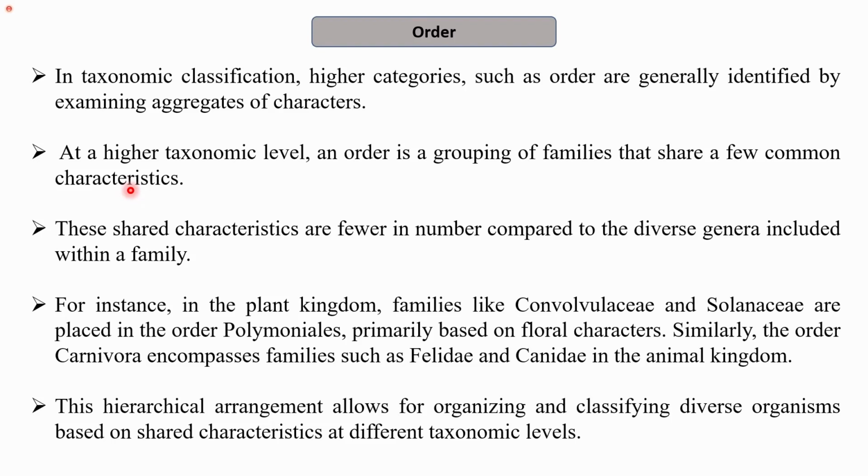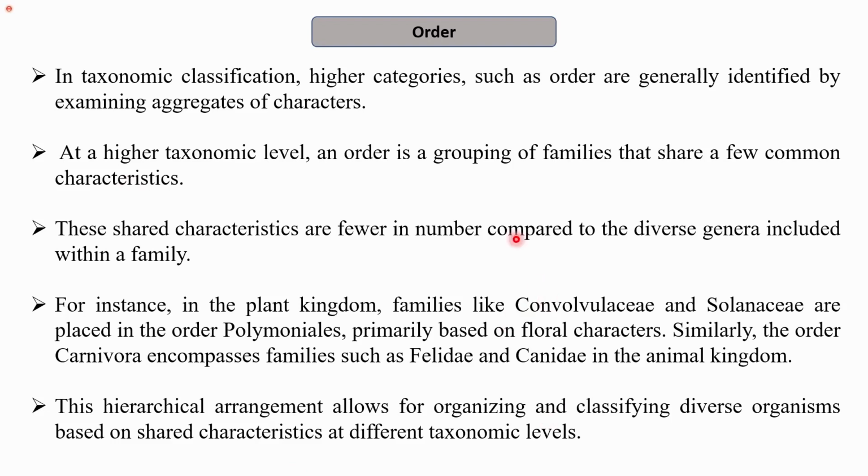Obviously, the cats will not share many characteristics with the dogs. Some characteristics will be similar; that is why they are placed under the same order. But the characteristics which a particular cat will share with another cat will obviously be different from what it will share with the dog. Therefore, as we move from the family to the order level, the number of shared characteristics within the different groups will lower down. So this hierarchical arrangement allows for organizing and classifying organisms based on shared characteristics at different taxonomic levels. So this was about the order.